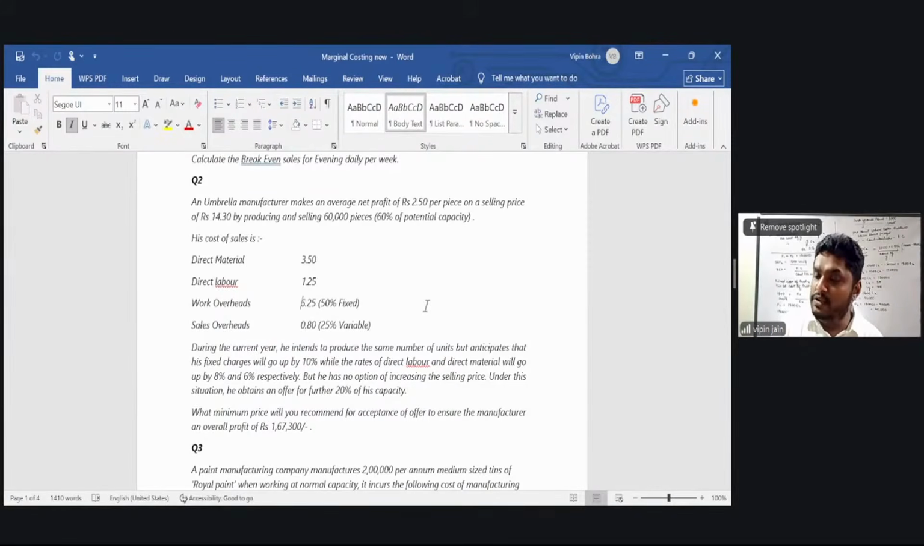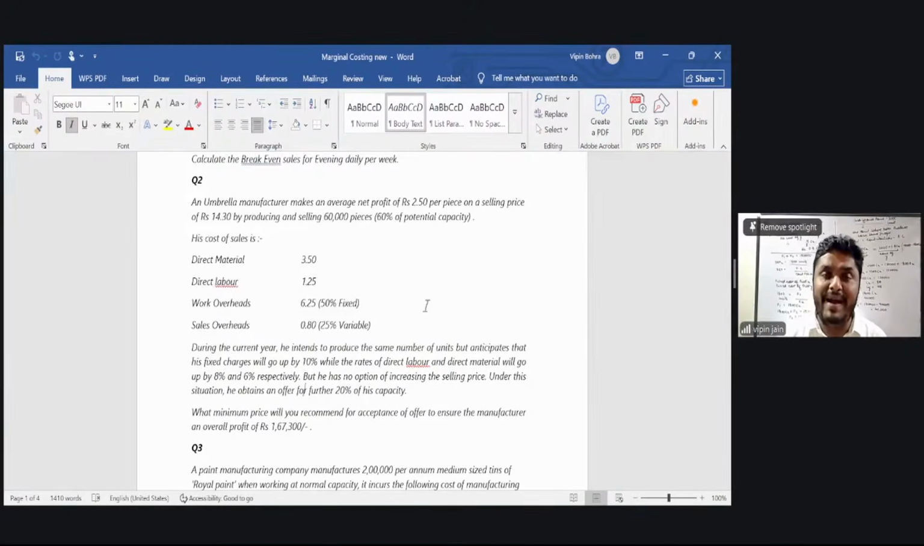So, in the current year also, they are planning to manufacture 60,000 units at 60% capacity, but anticipate that the fixed charges will go up by 10%, while the rate of labor and material will go up by 8% and 6% respectively. So, fixed charges have gone up, labor cost has gone up by 8%, material cost has gone up by 6%, but he has no option of increasing the selling price.